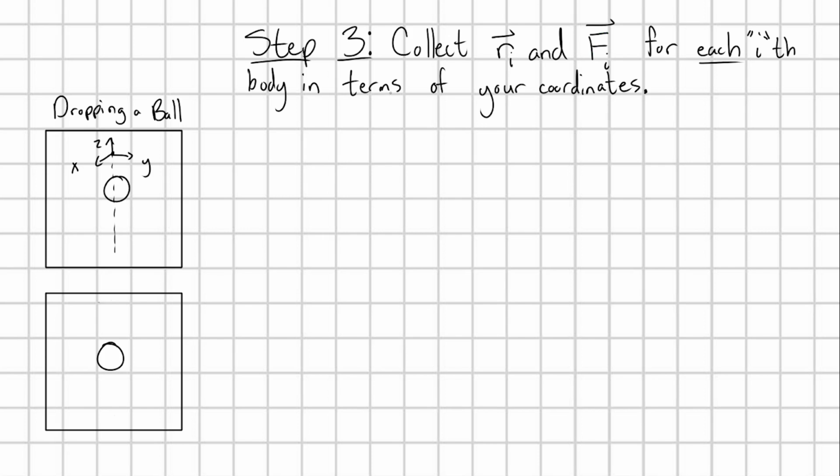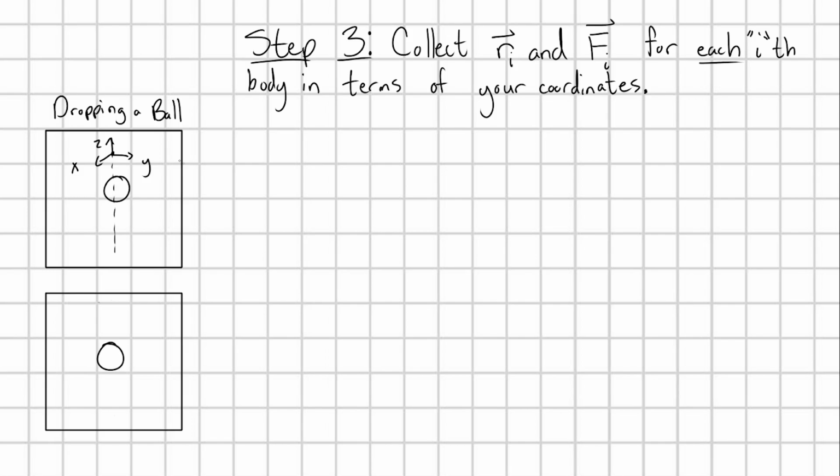So next we're on step 3. For step 3, we want to collect the position vectors Ri and the net external force vectors Fi for each ith body in terms of your coordinates. A bit of emphasis here. I'm not calling this Qi. This is not just the list of coordinates that are necessary to describe the position of the ith body. We need a position vector in terms of our coordinates. Those are 2 very different things.